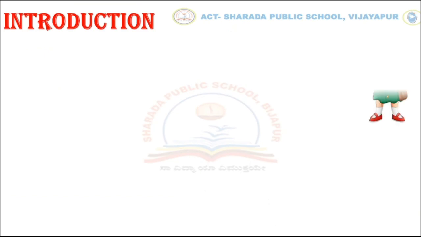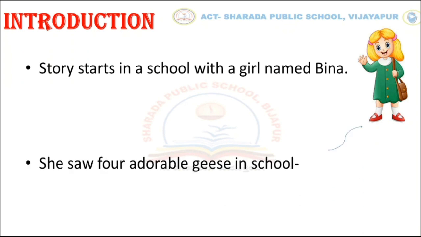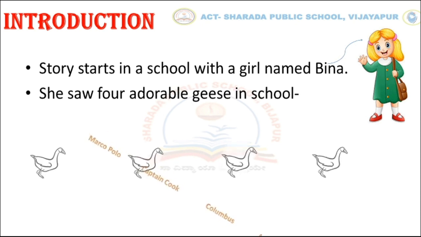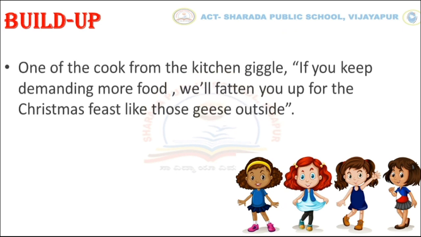Then introduction. In the introduction, the story starts in a school with a girl named Beena, and then she saw 4 adorable geese in the school, and their names are Marco Polo, Captain Cook, Columbus, Amundsen. Build up of the story.